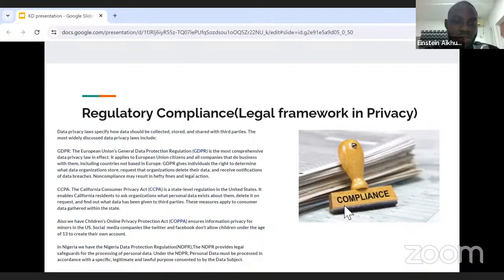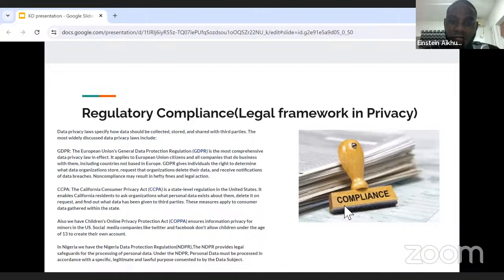Now, I want to tell briefly on the regulatory compliance, that's the legal framework in privacy. Data privacy laws specify how data should be collected, stored, and shared with third parties. The most widely discussed privacy laws include the GDPR, the European Union's General Data Protection Regulation. It's the most comprehensive data law in effect. It applies to European Union citizens and all companies that do business with them, including countries not based in Europe.